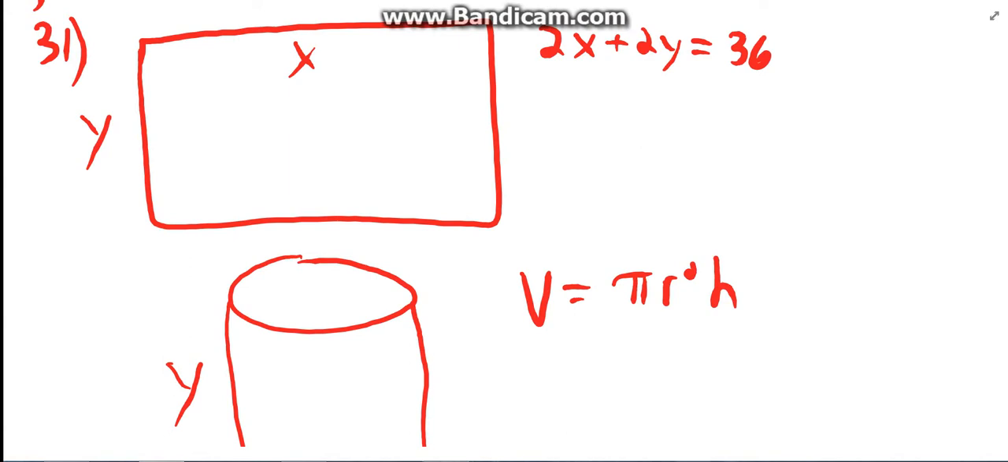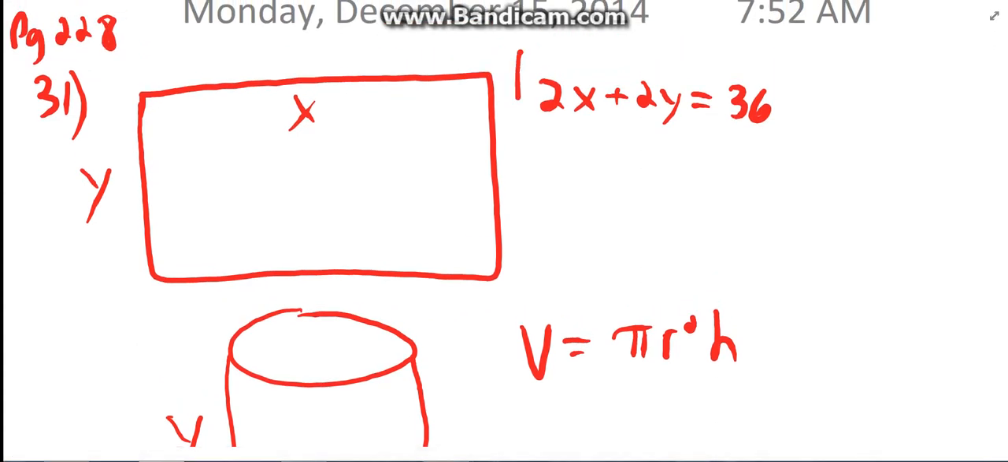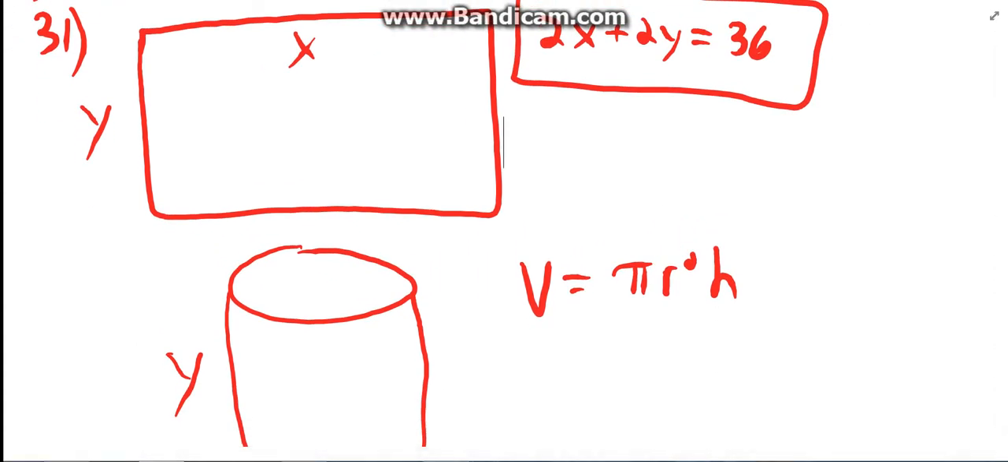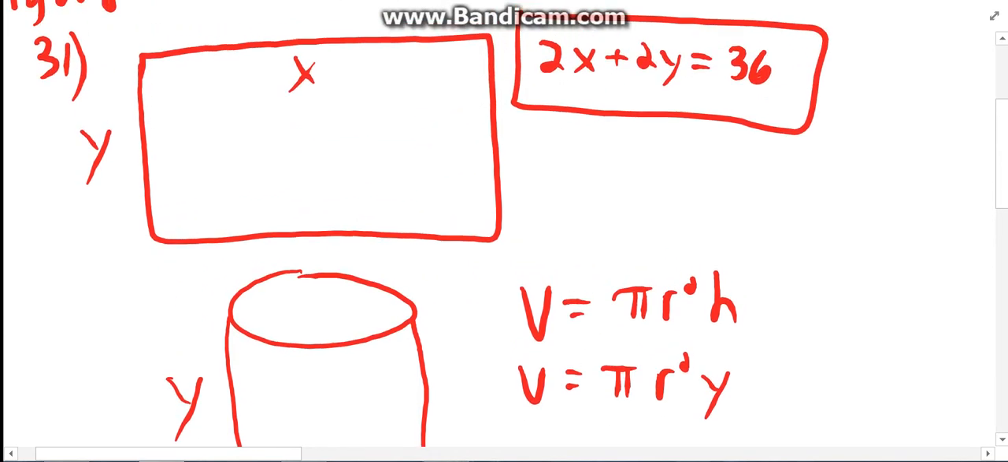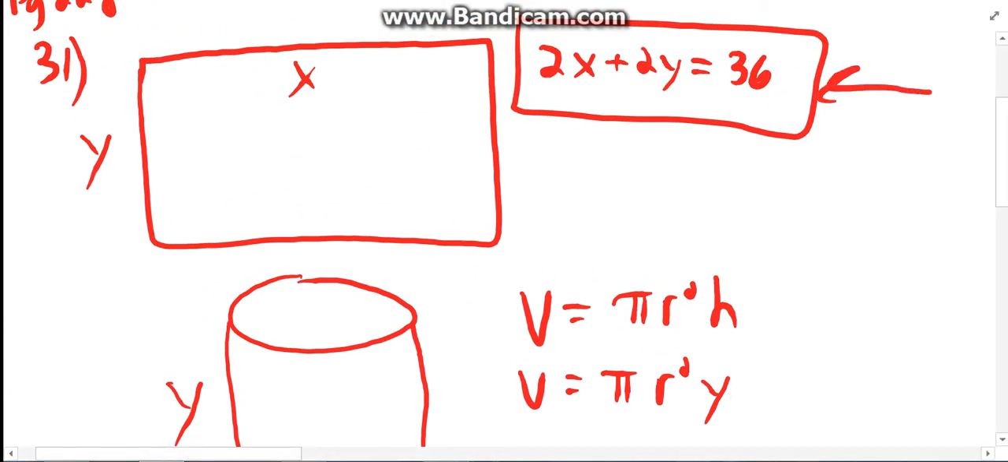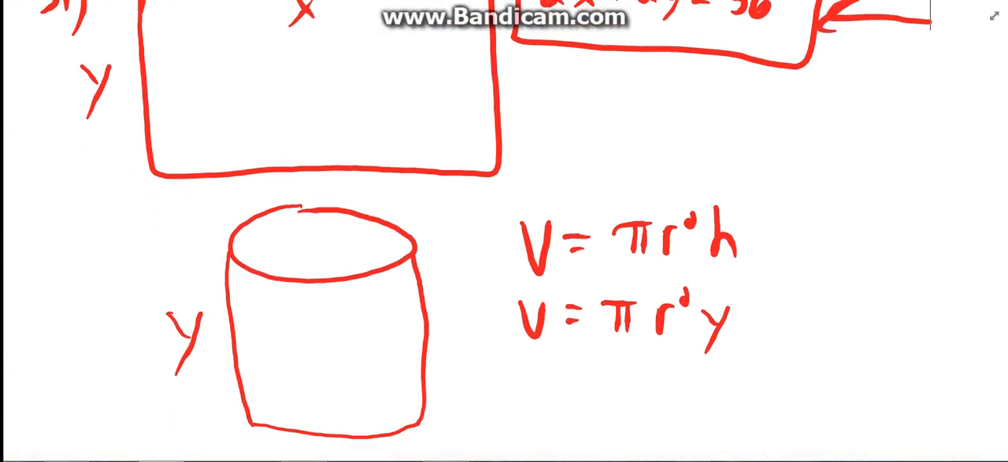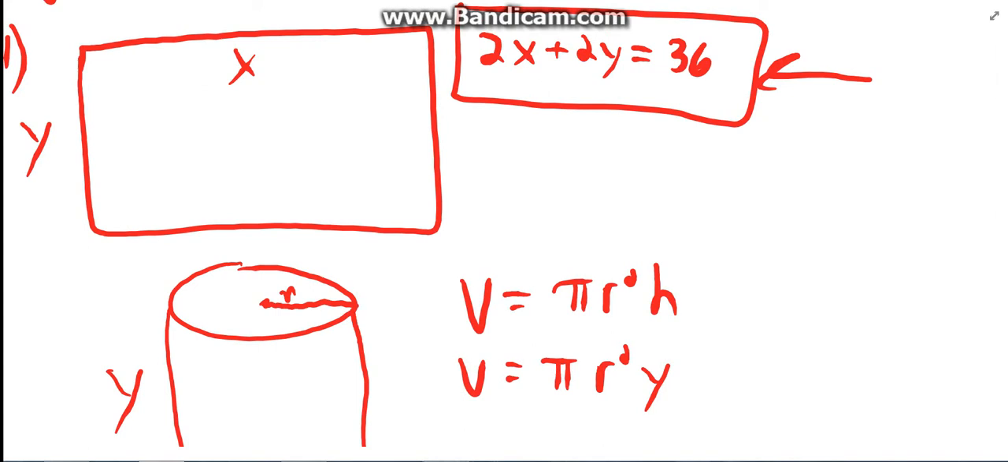So now we need some other equation to link x and r, because the equation we have up here is x and y, and then down here we're going to have r and y. So basically our volume equation is going to turn into pi r squared y, right? Using this equation in the box, we're going to be able to get rid of y for x or x for y, but we got to get rid of r. What is it that's going to link x and r together? Circumference. The circumference is x, right? But it's also 2 pi r.